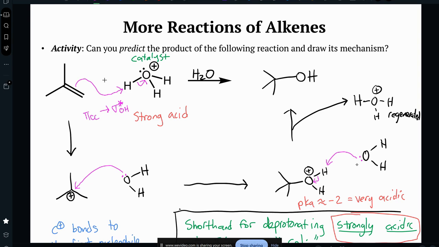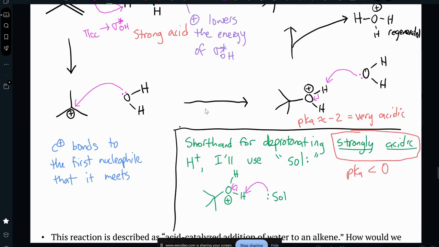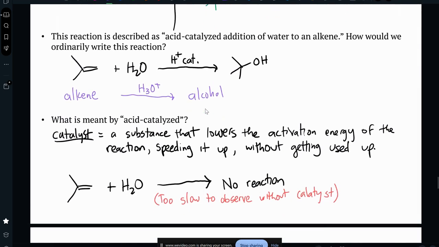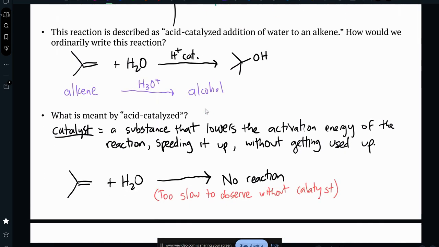But because in H3O plus now we have a positive charge on the oxygen, that lowers the energy of sigma star OH. And that's what really allows this first reaction to occur at an observable rate. So this is a reaction where the H plus catalyst really speeds up the reaction. And you really can't run this reaction without that catalyst.